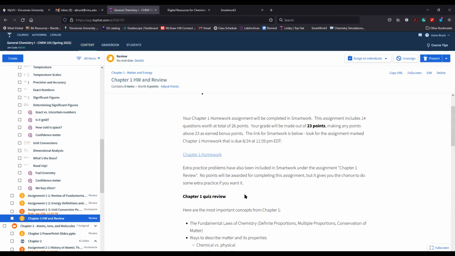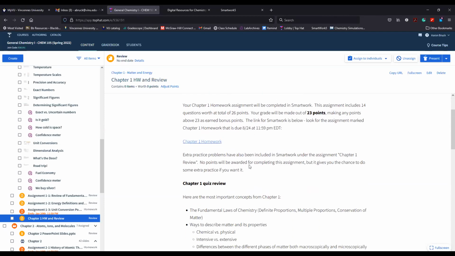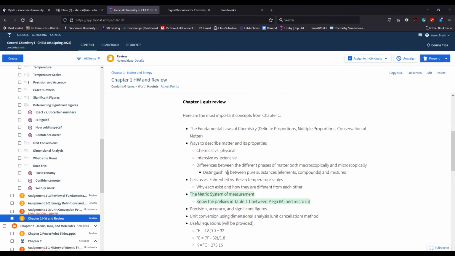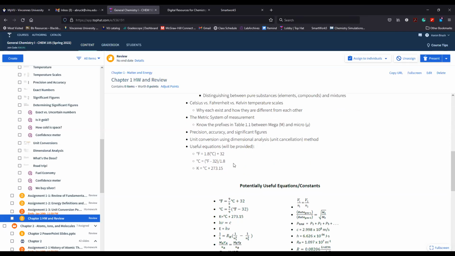So as far as this chapter 1 homework is concerned, again, this homework guide and review is there for you. This homework is due on Friday night, and the quiz will be on Tuesday when we come back.